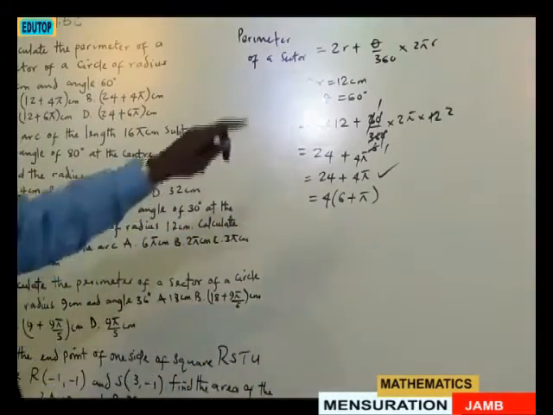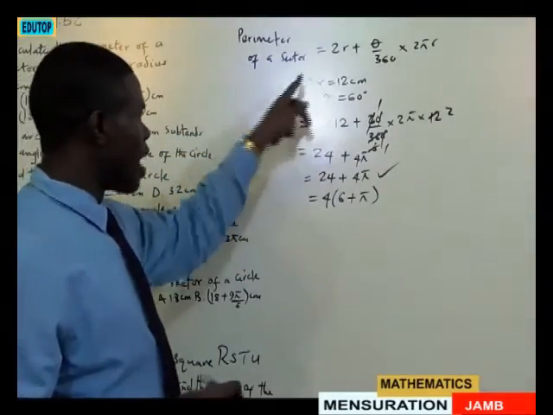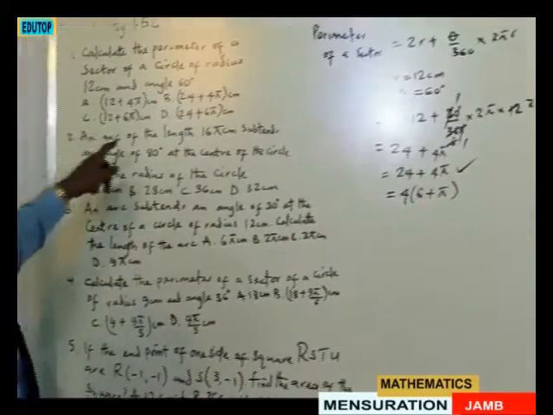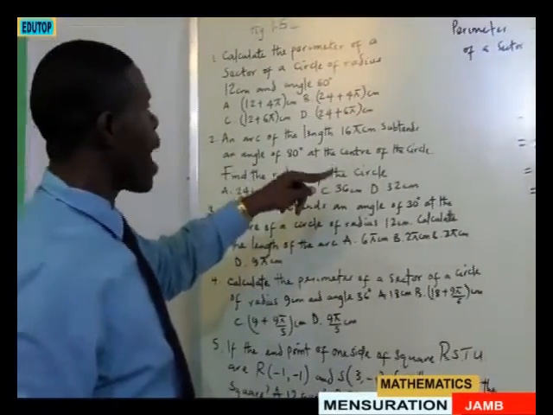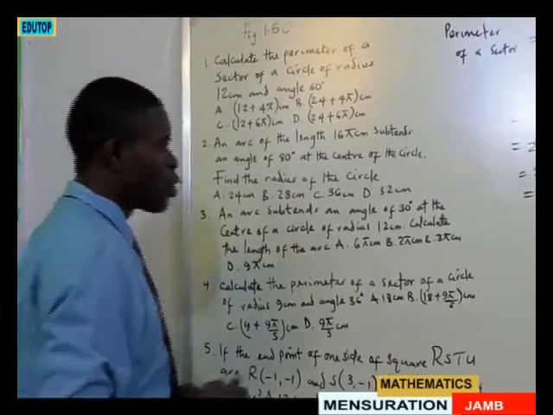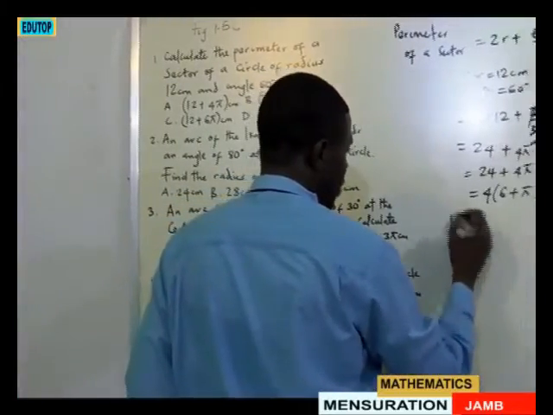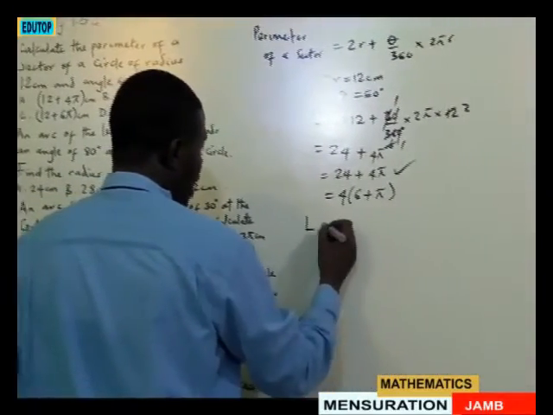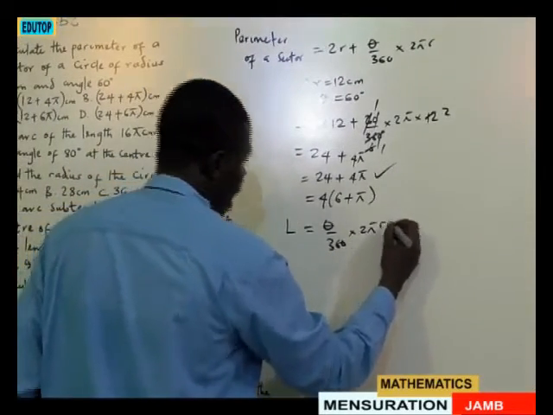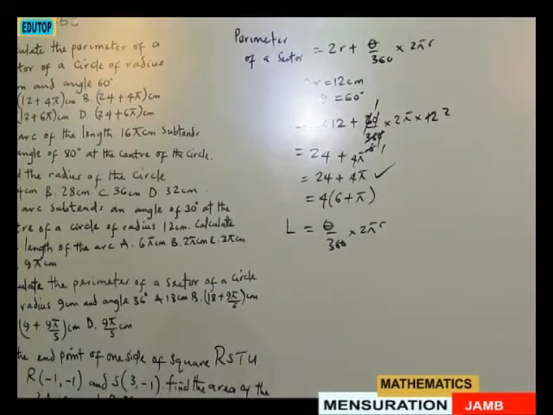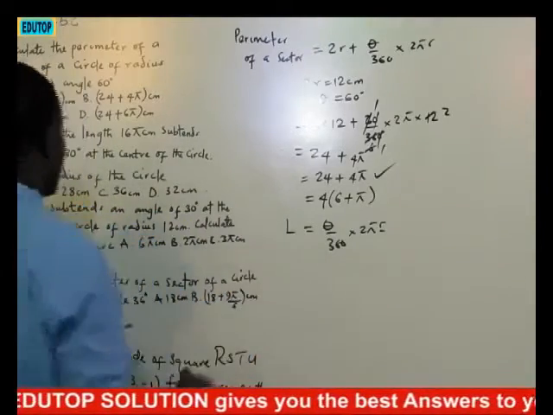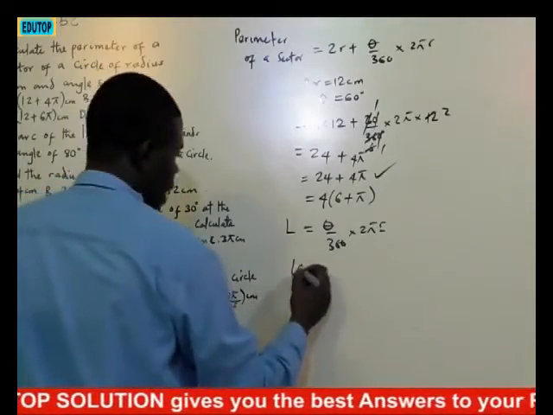You can see how we've been able to recall the formula and how it has helped us in solving the problem. So also, question 2: an arc of length 16 pi subtends an angle of 80 degrees at the center of the circle. Find the radius. This one is about the length of an arc, which is denoted by L. The length of an arc is theta over 360 times 2 pi r. The question asks us to find the radius, r, and it has given us the length.